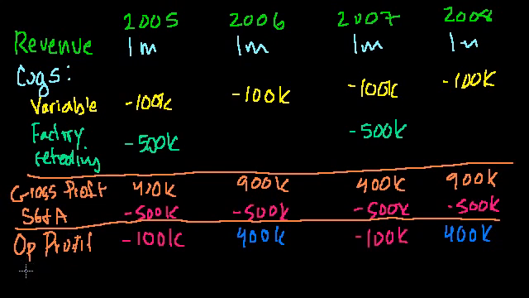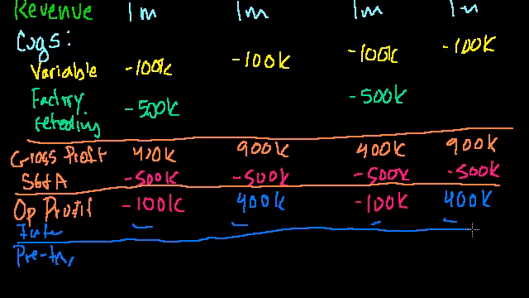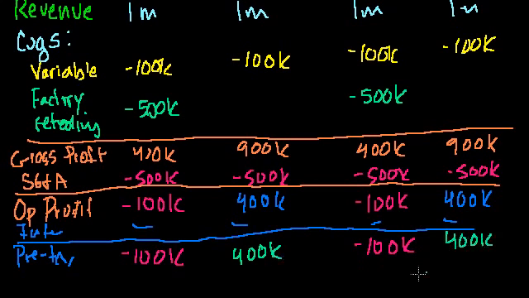Let's say they have no interest expense, because that's not the point of this video. And then their pre-tax profit is going to be the same thing as the operating profit. So minus 100K, minus 100K, 400K. I'll make the good years in green. 400K. And let's just say they're in the Caribbean and they don't have to pay taxes, because that's not the point of this.